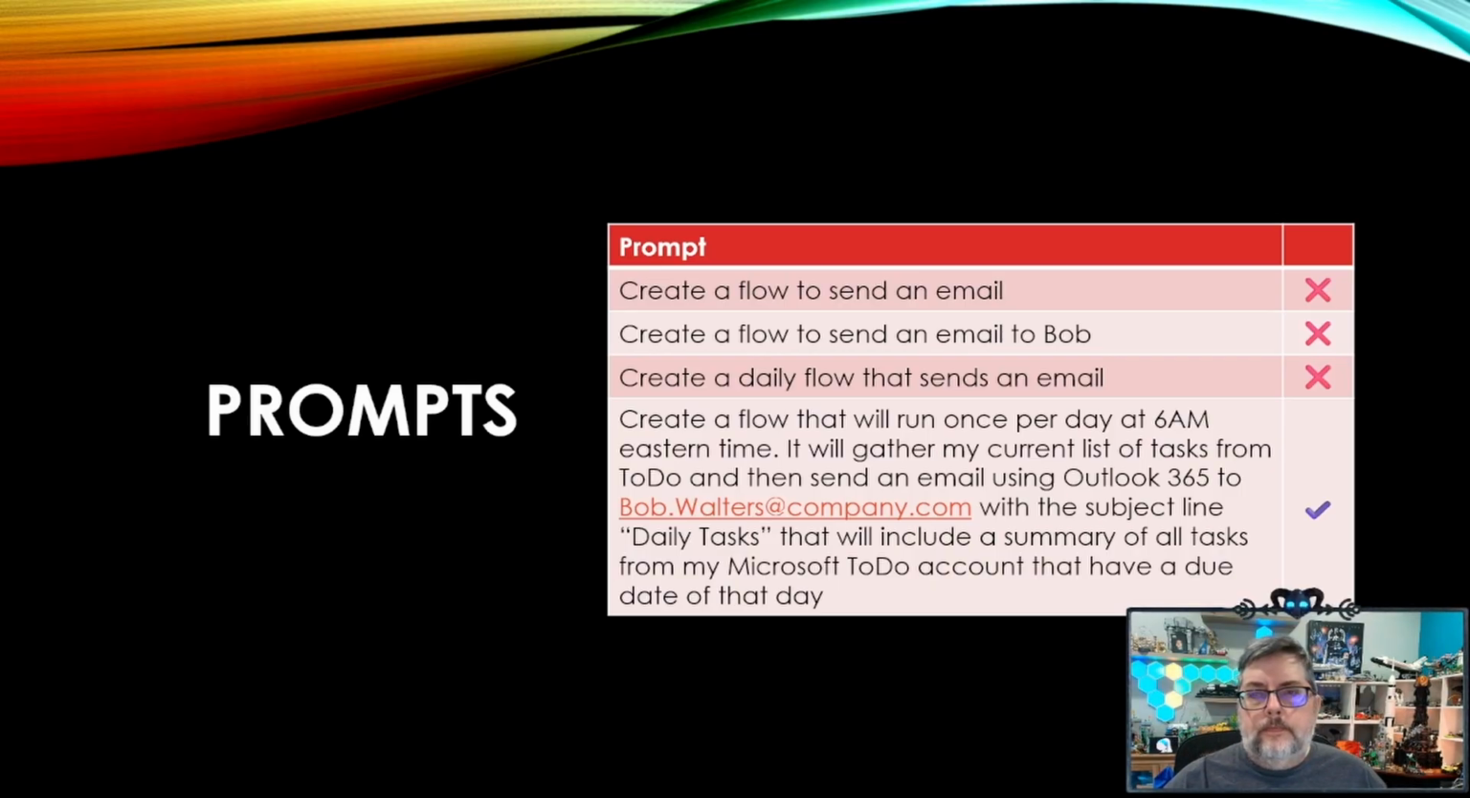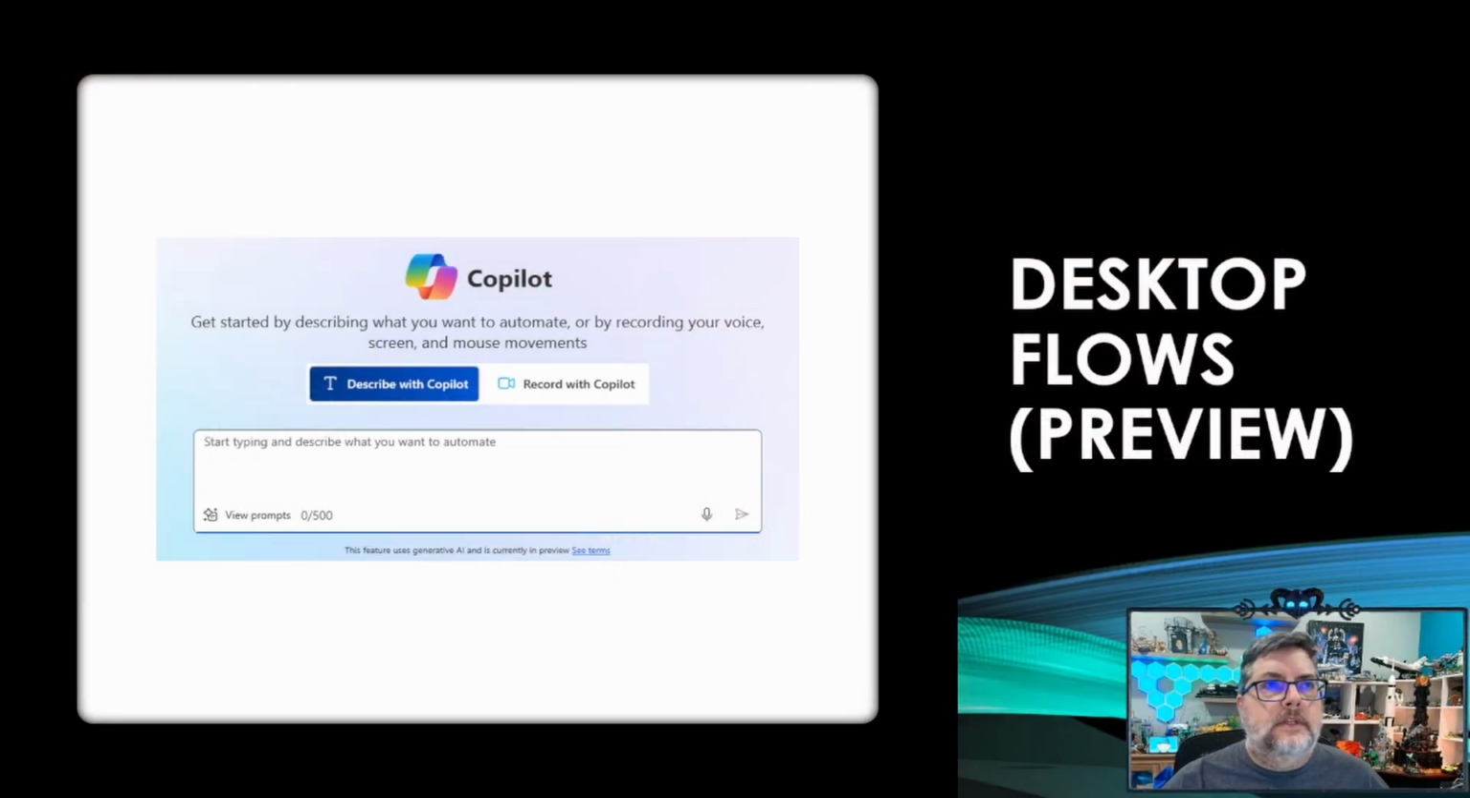All right, so let's talk about desktop and how it differs a little bit from the cloud Power Automate. So you'll see, and actually the screenshot's out of date since Record with Copilot is gone now. It's no longer an option, so you can just ignore that, and all you'll get is the same screen now as you would on the cloud flow. You'll see, describe with Copilot what it is you want to accomplish, and it will walk you through in much the same way.